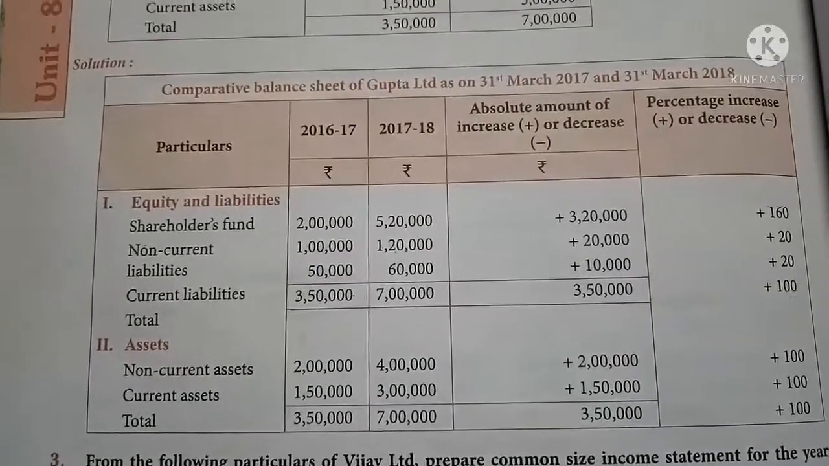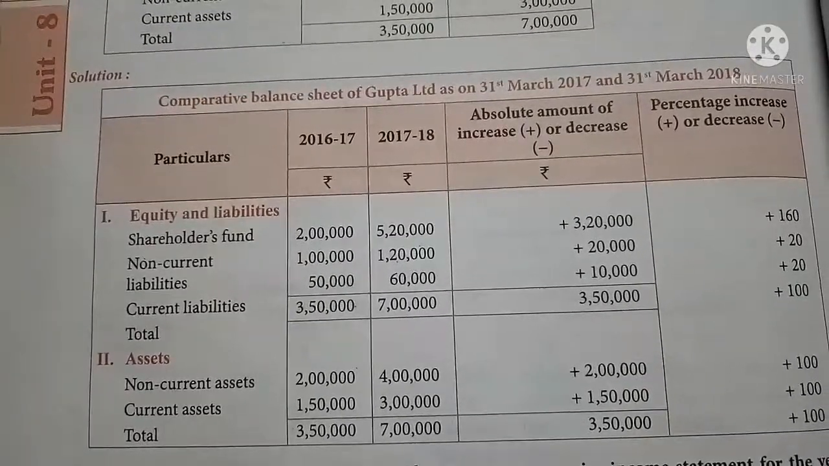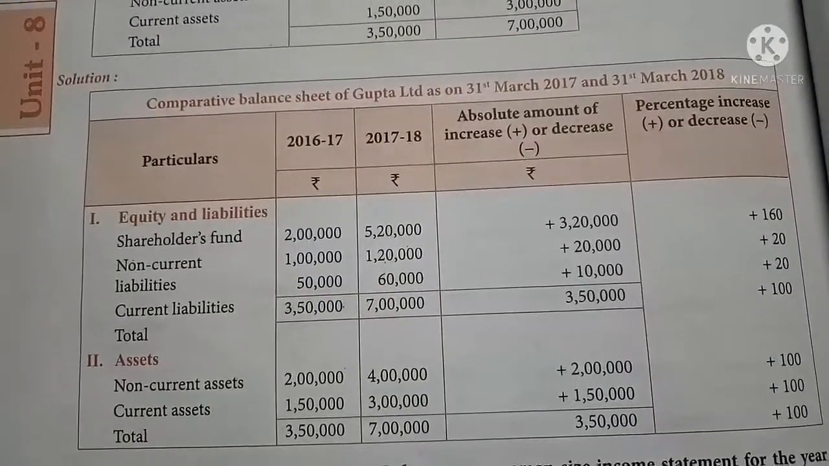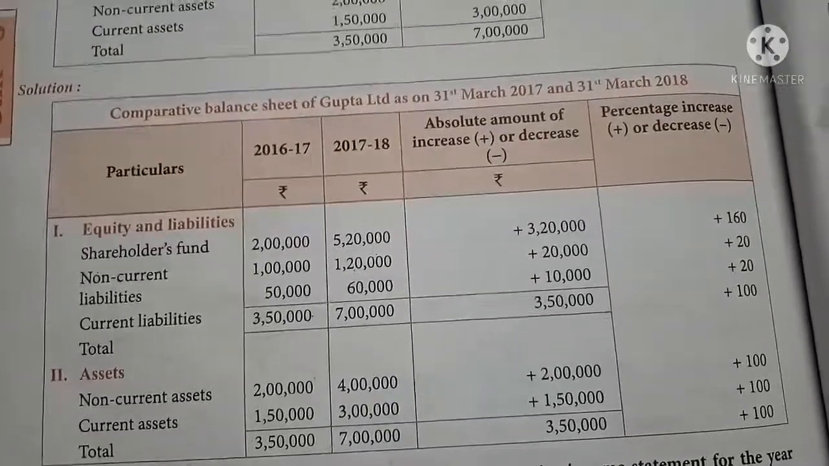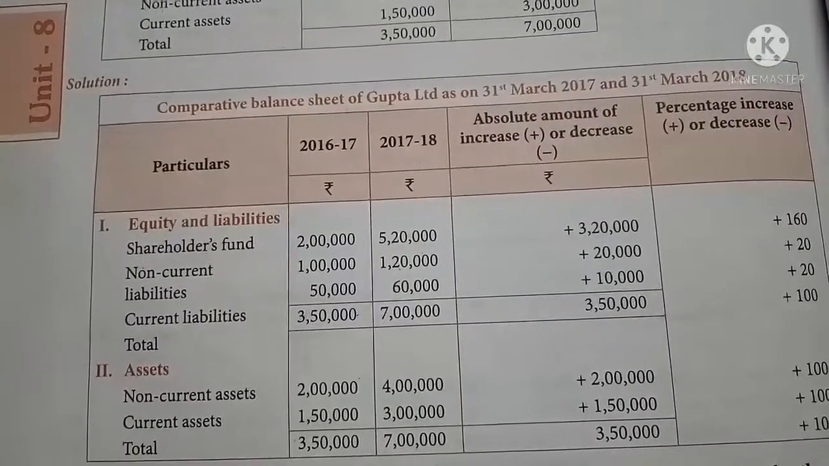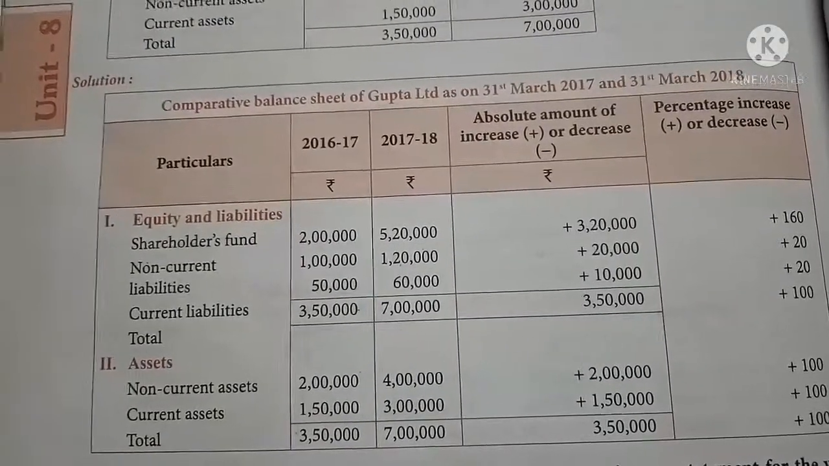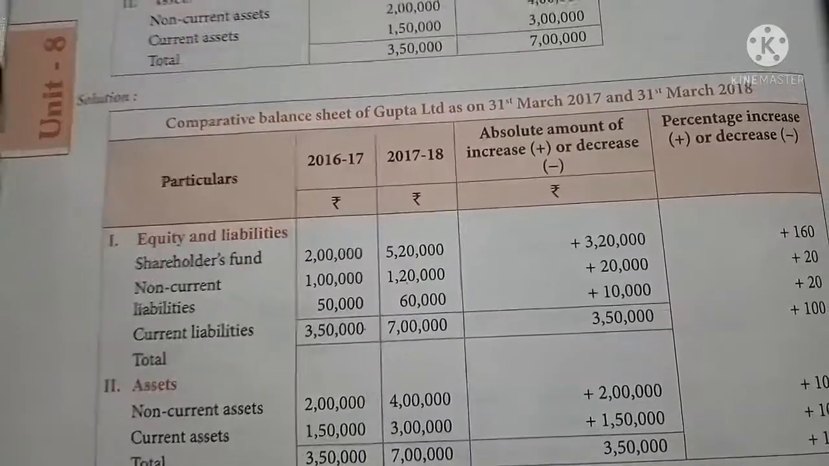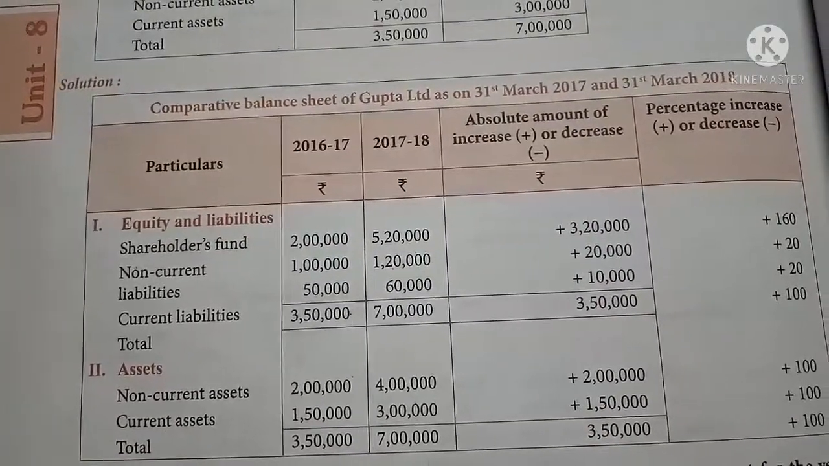Then current liability, first year amount is 50,000, second year amount is 60,000. While comparing it, it will increase 10,000, plus 10,000. And find percentage. 10,000 by 50,000 into 100. The percentage is 20 percentage. Now total the liabilities. First year liability total is 3 lakh 50. Second year liability total is 7 lakh. Again you compare it. The difference is 3 lakh 50, plus 3 lakh 50. And then find the percentage. 3 lakh 50 by 3 lakh 50 into 100 means 100 percentage.